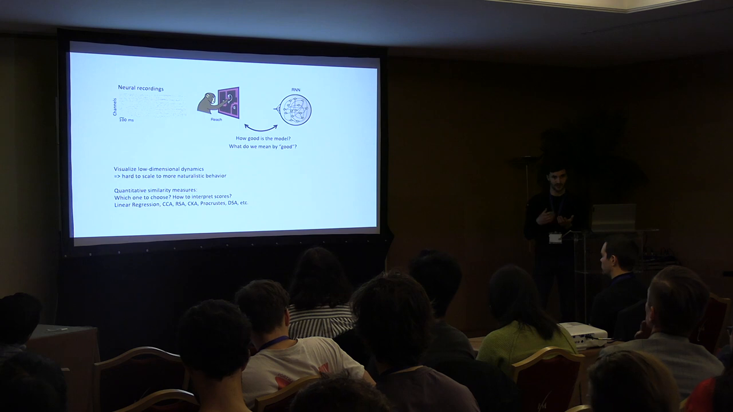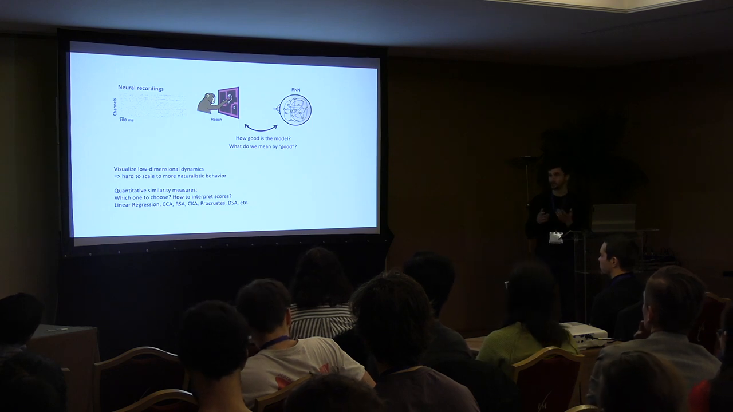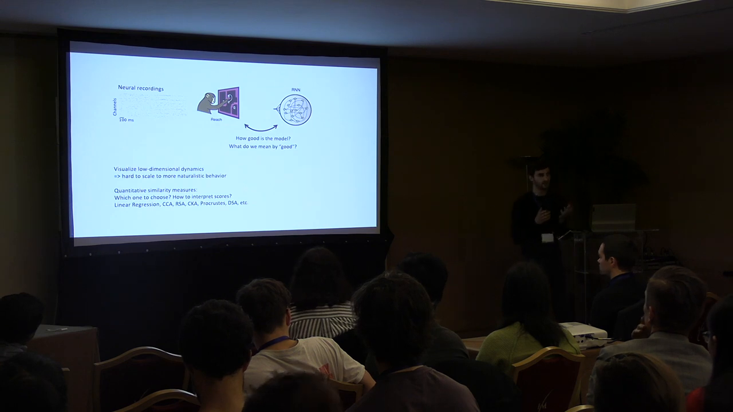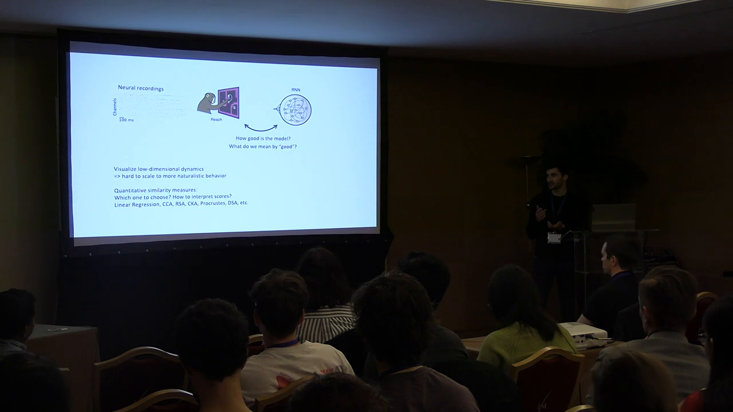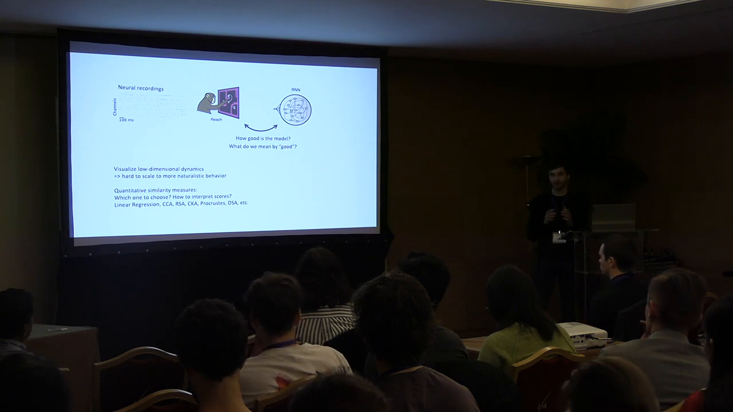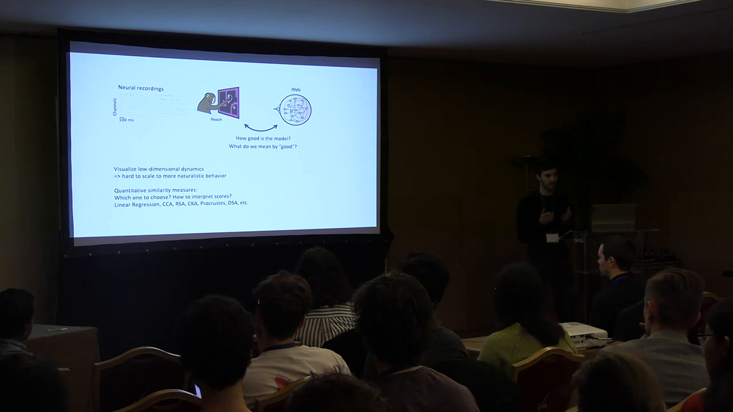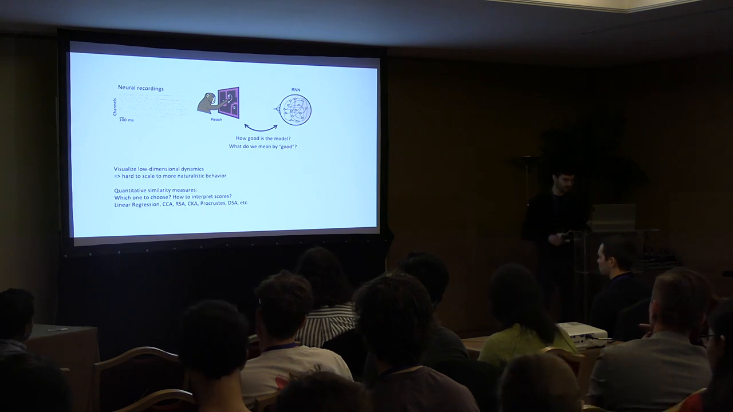Another approach that people have started to explore is to use more quantitative similarity measures, but it also comes with its own set of problems and questions. So which specific measures should we choose? And there are many of them in the literature. And how can we interpret those scores and what can we learn from the scores?